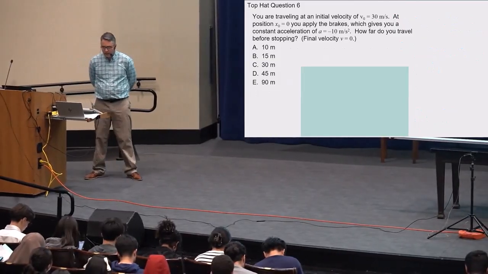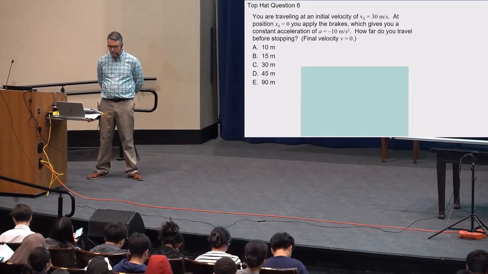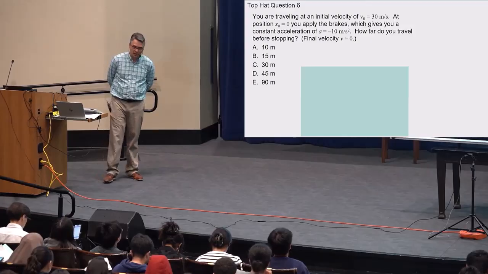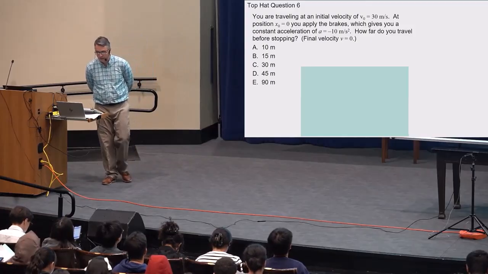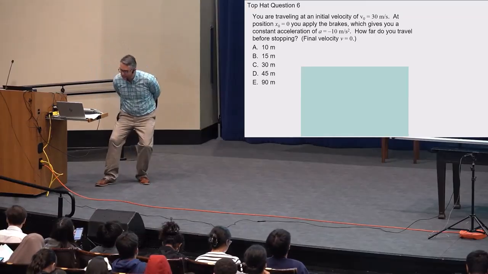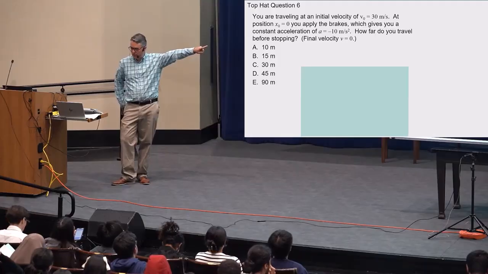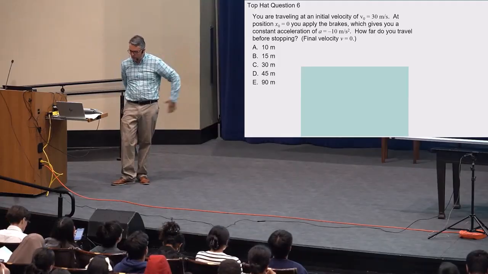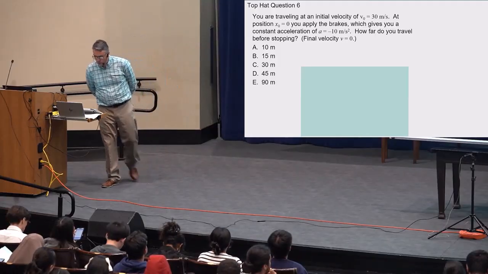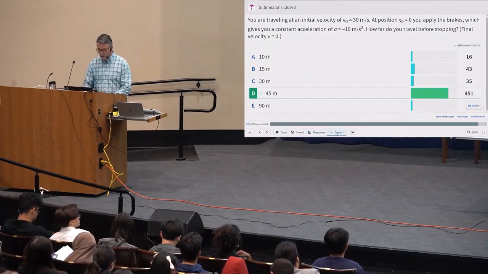You are traveling at an initial velocity of 30 meters per second, and then you slam on the brakes, which gives you a constant acceleration, or I guess a deceleration. The acceleration is negative 10 meters per second squared. So your velocity starts off positive, plus 30, and then you're accelerating at negative 10 meters per second squared. How far do you travel before stopping? 45 meters, which I really like.